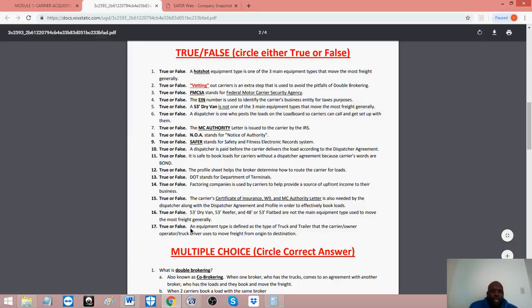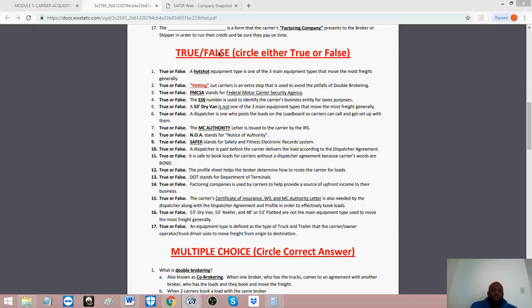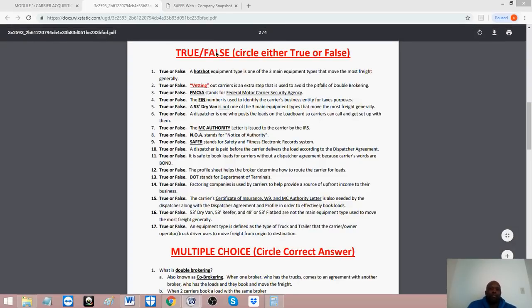That was 16. Number 17, an equipment type is defined as the type of truck and trailer that the carrier, owner operator, or truck driver uses to move freight from origin to destination. Is that true or false? That is true. So when you're on the phone talking to a carrier to try to get them under a dispatch agreement, you ask, what equipment type do you drive? That's assuming you don't have that in front of you from something like Truckers Path or Quick Transport Solution. But if you're just cold calling based off a carrier list and you don't see an equipment type, that's one of the things you might want to ask before trying to get them signed up to a dispatch agreement, because you may be signing up a hotshot person and not even realize it.